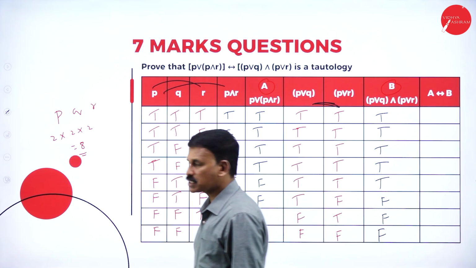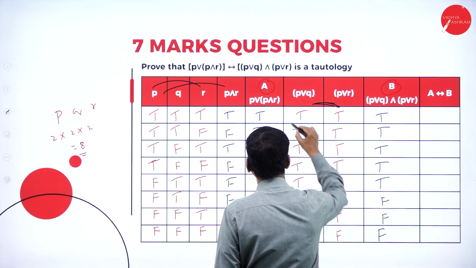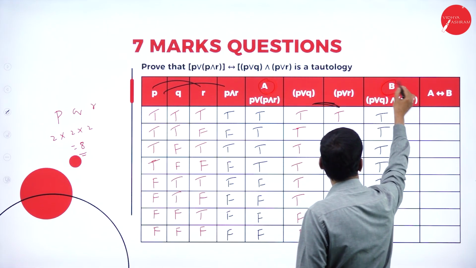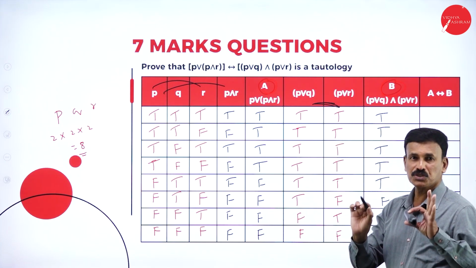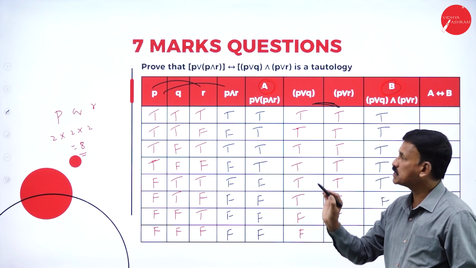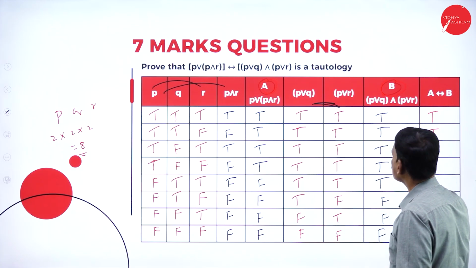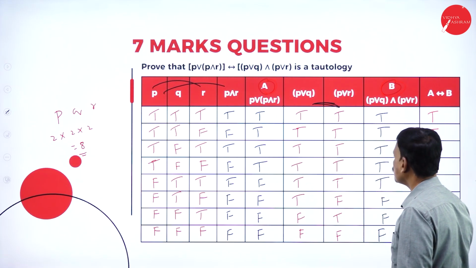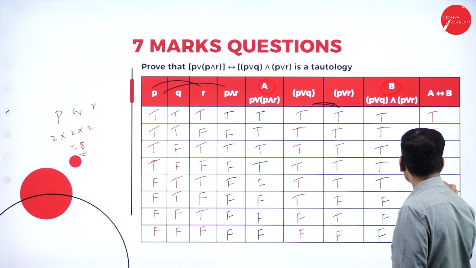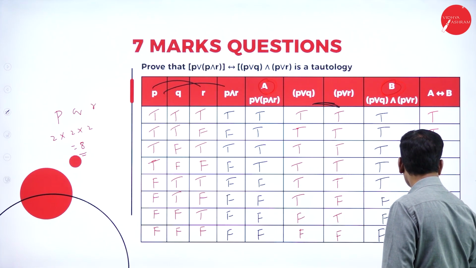Now, the final answer. Now, just write down the biconditional statement for A and B. Biconditional for these two. Biconditional means true and false is false. In all other cases, it is true. So, true and true is true. True and true is also true. True and true is true. True and true is true. Next, false and true is also true. False and false is also true. False and false is also true. False and false is also true.